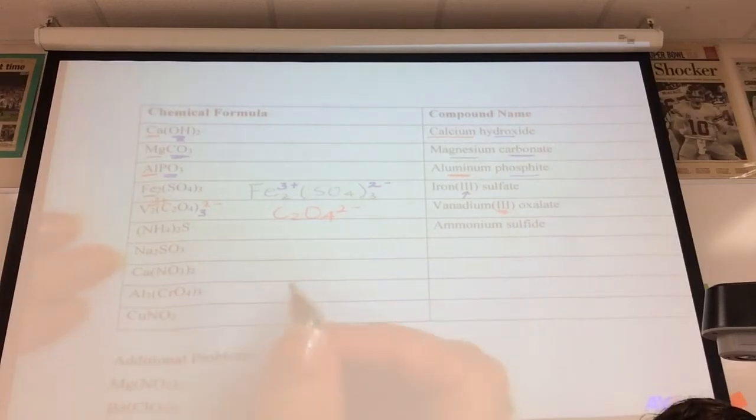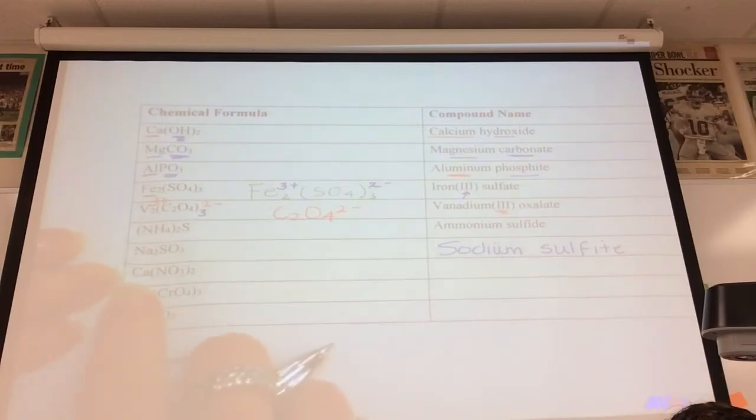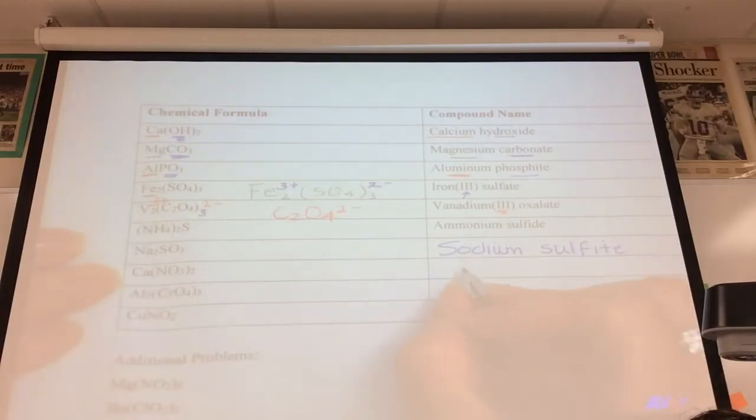Let's look at the next set. Na would be sodium. SO3 is sulfite. Back of the periodic table. Look at this one. Ca is calcium. NO3 with a 1 minus charge is nitrate.